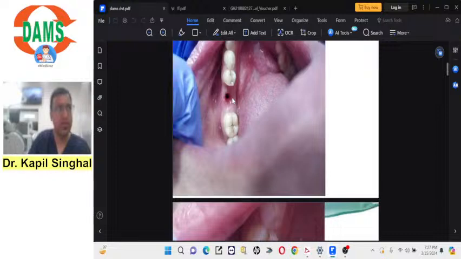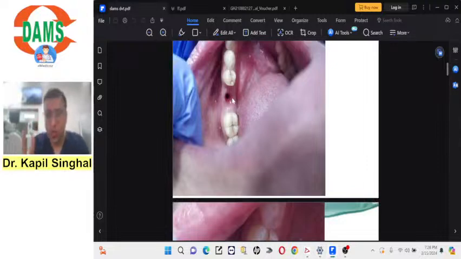Now the impression post is still in the patient's mouth. I'll remove that impression post from the patient's mouth and manually transfer it into the impression. So that is why it is also known as the transfer impression technique.